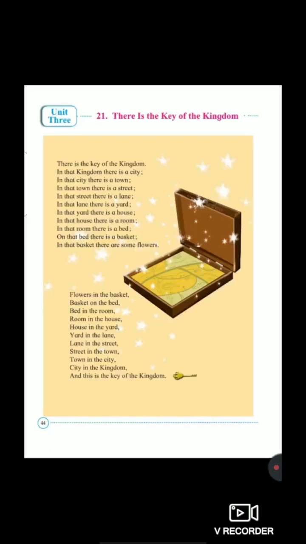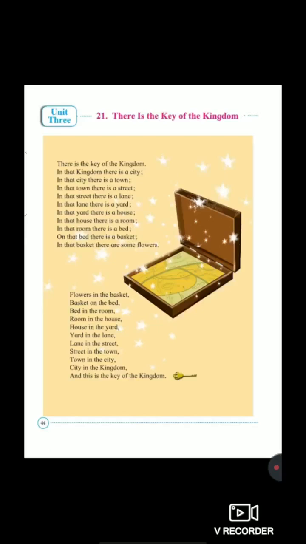Now students, the second paragraph. Flowers in the basket, basket on the bed, bed in the room, room in the house, house in the yard, yard in the lane, lane in the street, street in the town, town in the city, city in the kingdom, and this is the key of the kingdom. So students, you have to read this poem. It means that you have to learn this poem by heart. Okay?